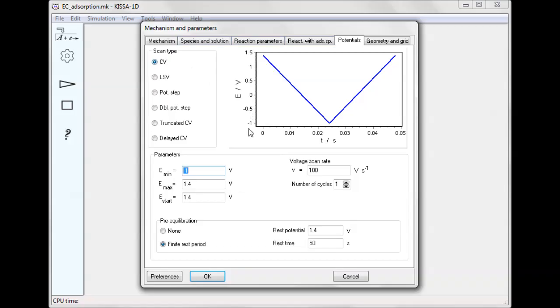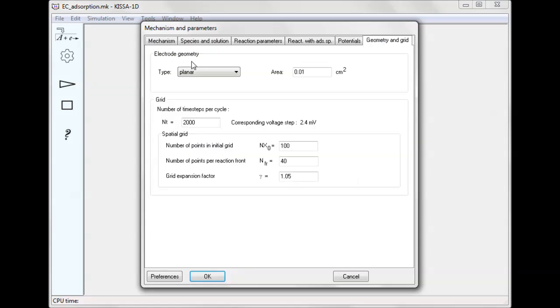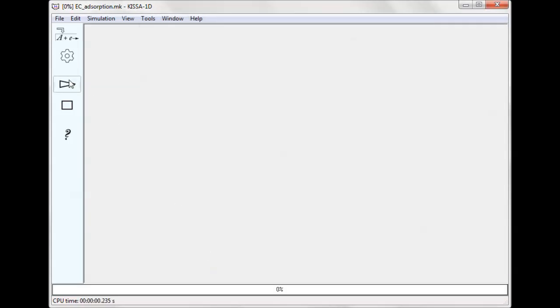On the potentials tab, cyclic voltammetry is chosen for the electrode polarization with a scan rate of 100 volts per second. As mentioned before, prior to the voltammetric scan, the electrode rests in the solution to allow pre-equilibration of concentration distributions of free and adsorbed species. In this case, rest potential coincides with the scan starting potential, and rest period duration is 50 seconds. Reactions are assumed to occur at a planar electrode with surface area of 1 square millimeter.